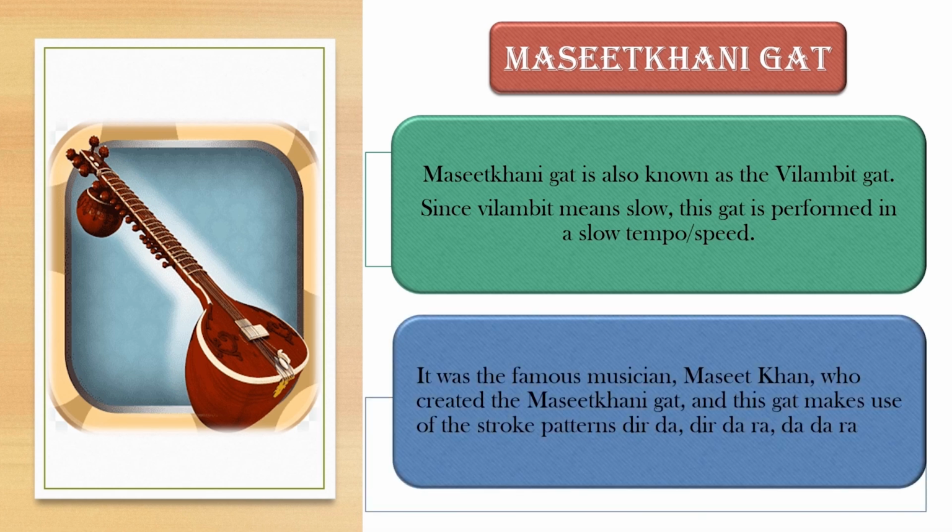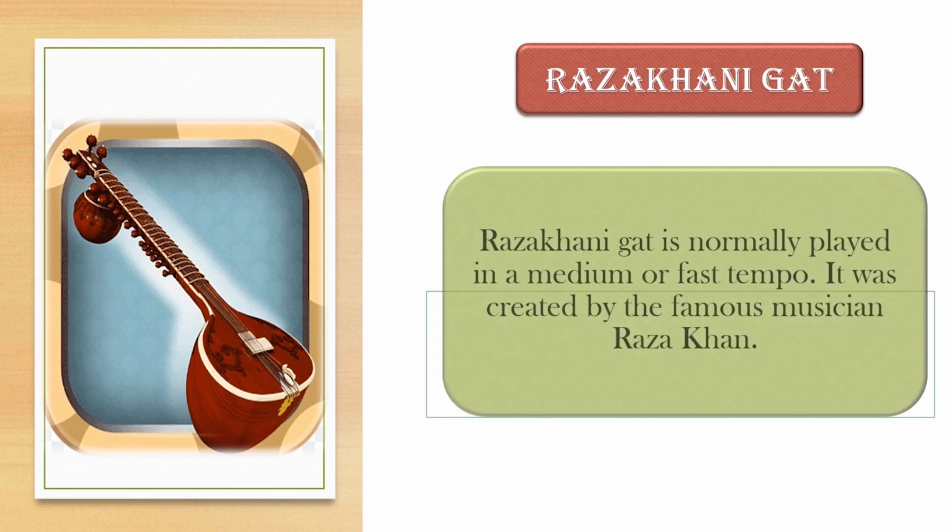It was the famous musician Masjid Khan who created the Masithkhani gut, and this gut makes use of the stroke patterns Dirida, Diridhara, Da, Da, Ra, and it always starts on the 12th beat. Razakhani gut, on the other hand, is normally played in a medium or fast tempo. It was created by the famous musician Raza Khan.